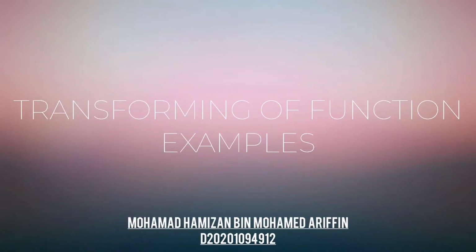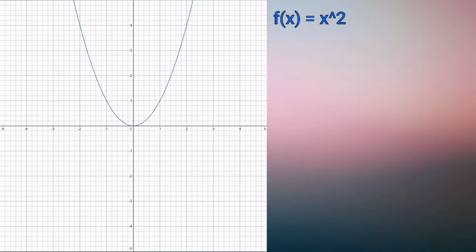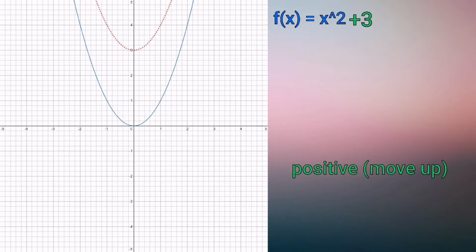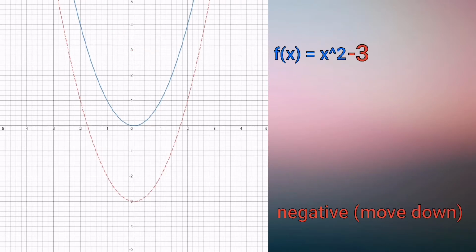Let us look at some of the examples when transforming graphs of functions. Let's start with a function. In this case, it is f of x equals x squared. By adding a constant to the y value, the graph will move 3 units higher.